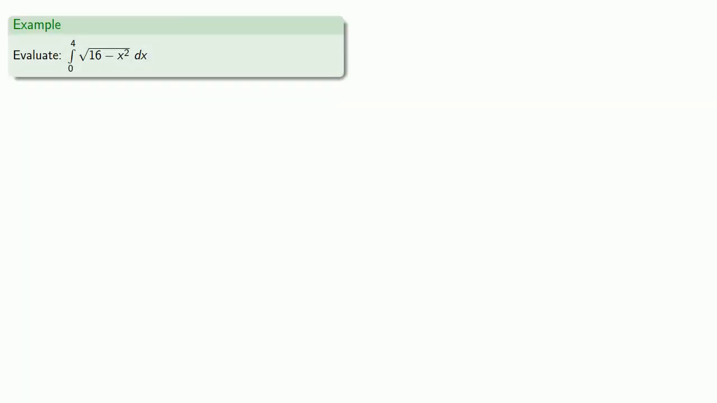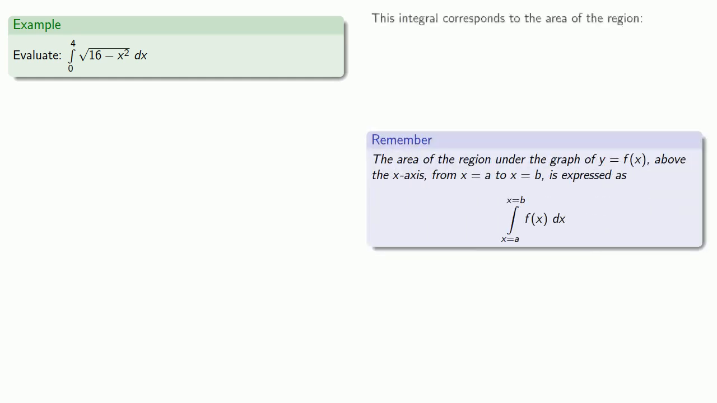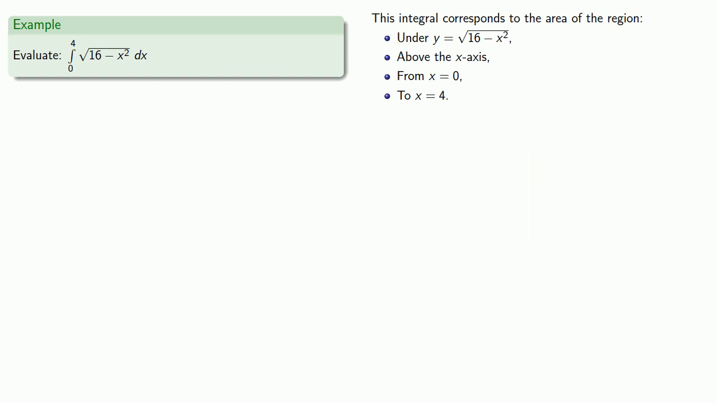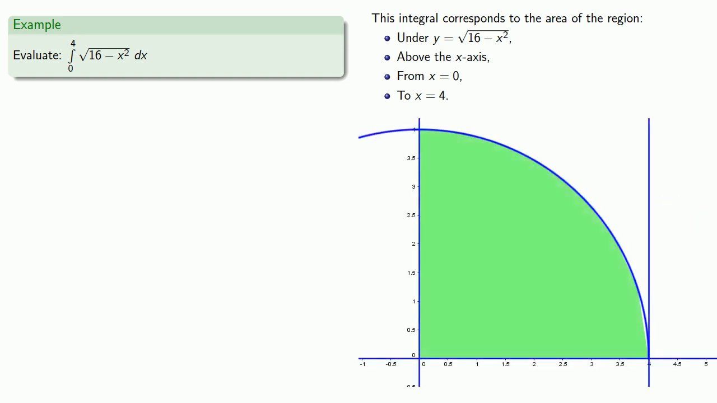For example, suppose I want to find the definite integral from 0 to 4 of square root 16 minus x squared. This integral corresponds to the area of the region that's under y equals square root 16 minus x squared, above the x-axis, from x equals 0 to x equals 4. And this region looks like, and in fact, this corresponds to 1 quadrant of a circle with radius 4. So if we can calculate the area of this quadrant of a circle, then we can calculate the value of the integral. But it's a circle, and we know how to find the area of a circle.